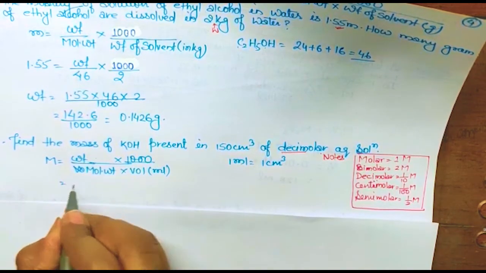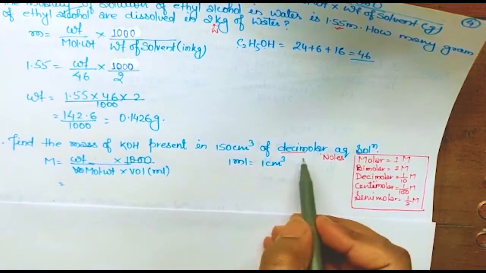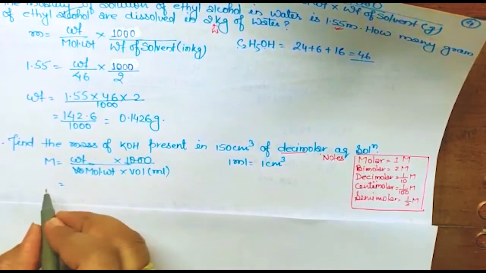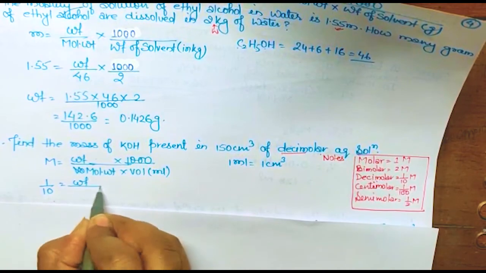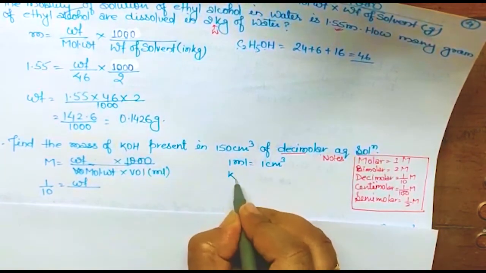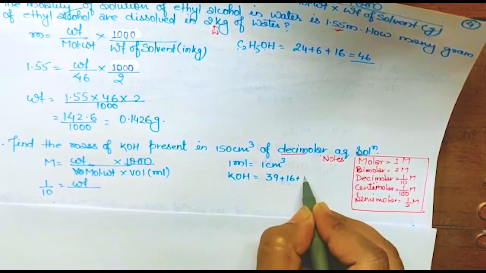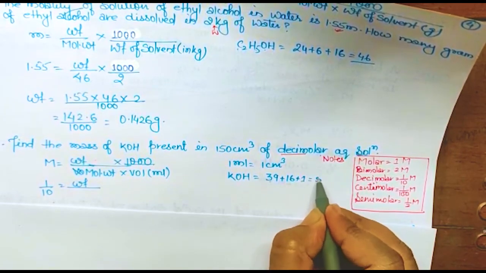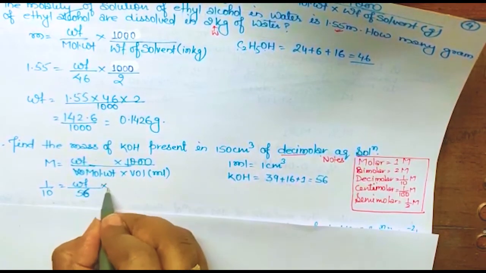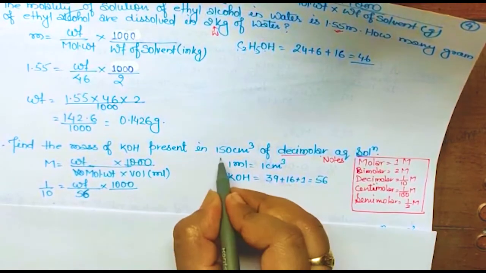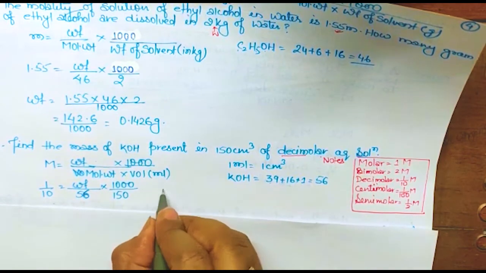The weight is what we have to find, and the molarity is given as decimolar, that means 1 by 10. So we'll put 1 by 10, and the weight we have to find. The molecular weight of KOH: K is 39, oxygen 16, and hydrogen 1. So 40 plus 16, 56. Put this 56 over here, into 1000 upon the volume, which is given as 150 centimeter cube. Now solve this, you will get the answer.